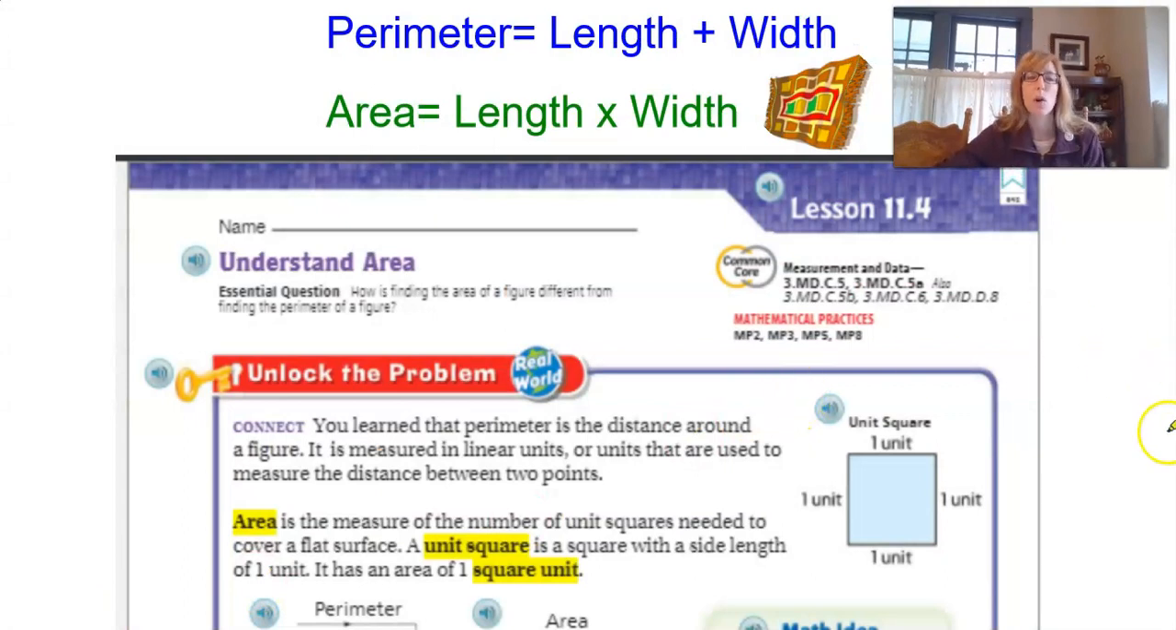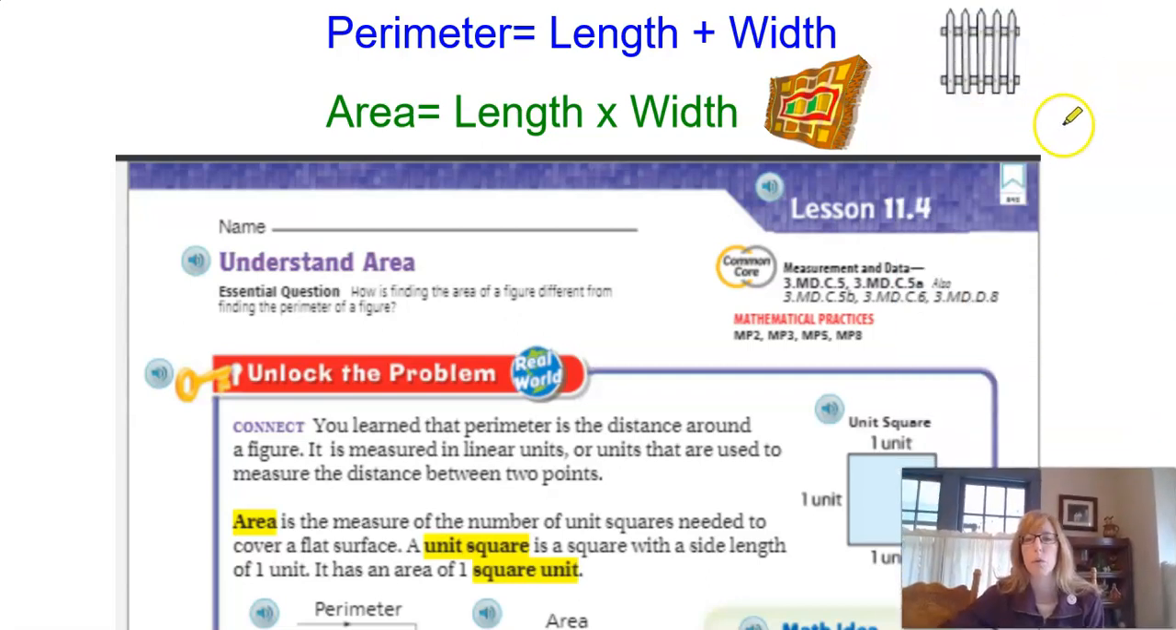All right, so understanding area. So we've already done perimeter, so now we're going to do area. So we know perimeter is length plus width, and that's a fence. So this would be the distance around.